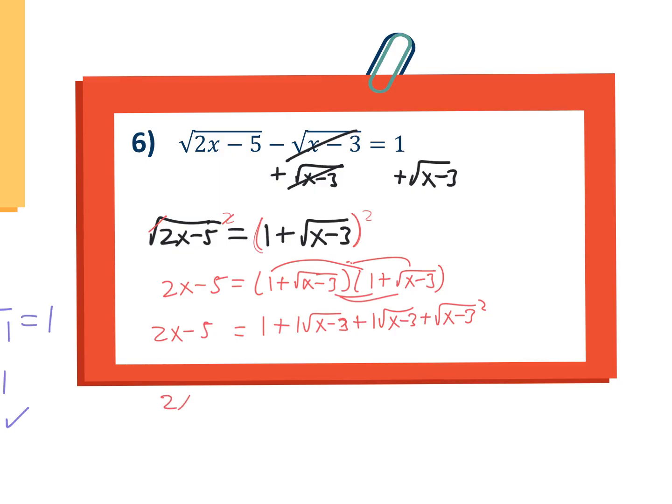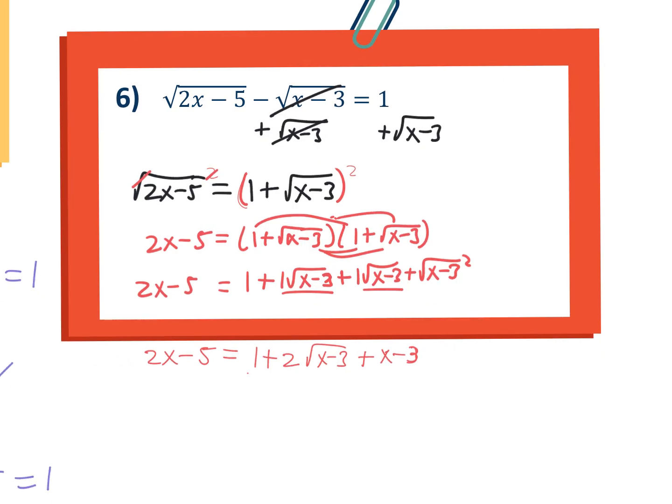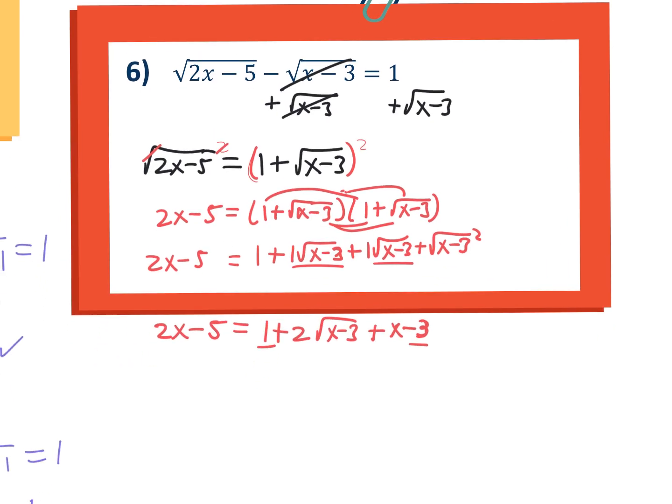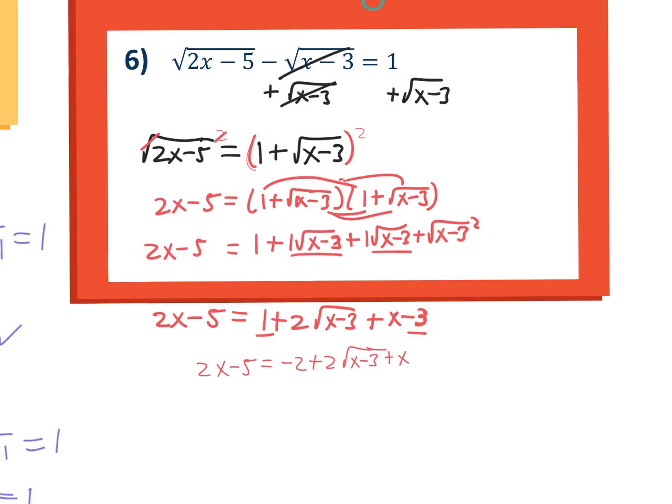So that's going to get us 2x minus 5 equals 1 plus, again, just like before, I have two of these exact same radicals, so I'm going to have 2 radical x minus 3, and then plus x minus 3 squared is just x minus 3. And then we can combine like terms. This 1 and this negative 3 are going to combine to make a negative 2. So I get 2x minus 5 equals negative 2 plus 2 square root of x minus 3, and then I have that plus x.